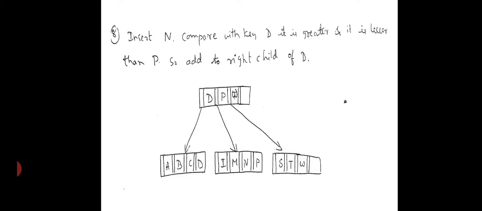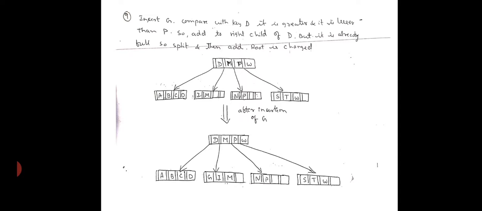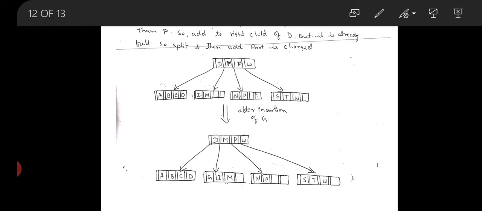So here you need to split this second node into two nodes, that is I M as one node and N P as another node. And you need to promote the highest key to the root. From this I M you need to promote M, and from this N P you need to promote P. So these will be the changes after splitting, that is, the root is changing.